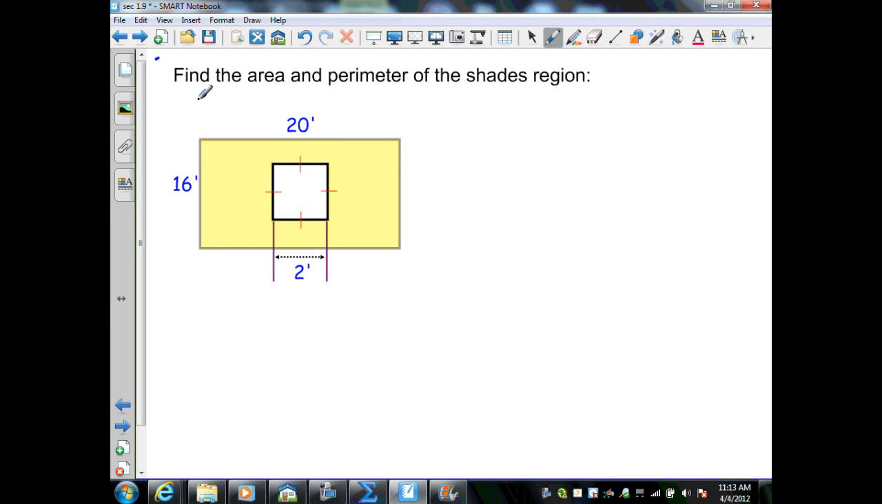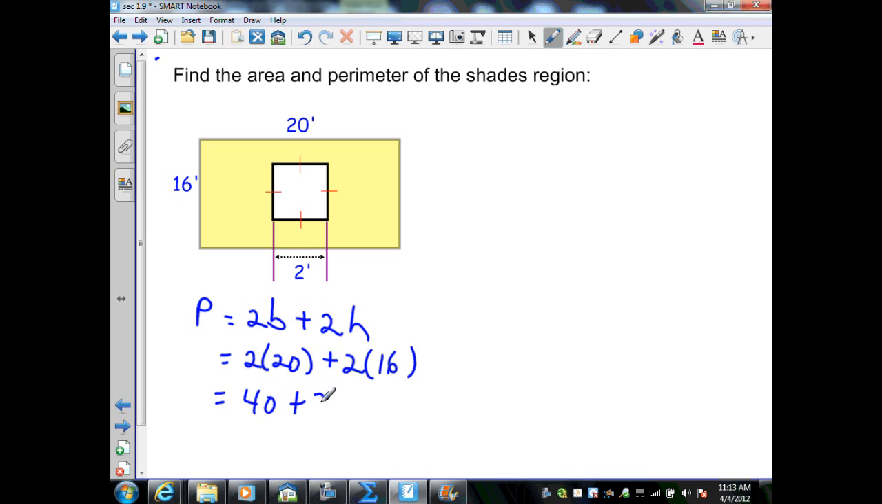On this example, they want me to find the area and perimeter of the shaded region. For the perimeter, the piece that's missing inside my rectangle is not going to affect the perimeter. Therefore, 2 times the base plus 2 times the height equals 2 times the base, which is 20, and 2 times the height, which is 16. Simplifying gives me 40 plus 32, or the perimeter is equal to 72 feet.